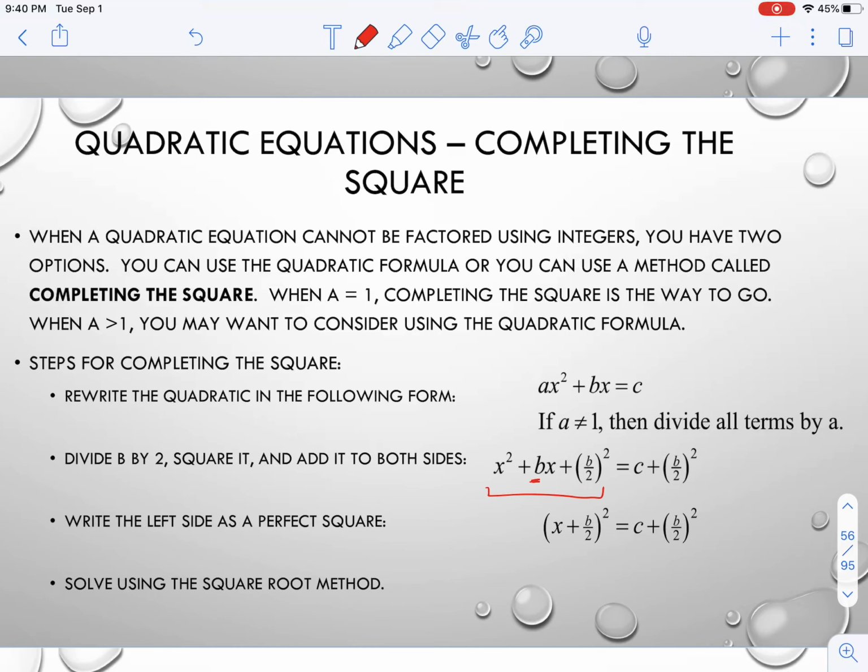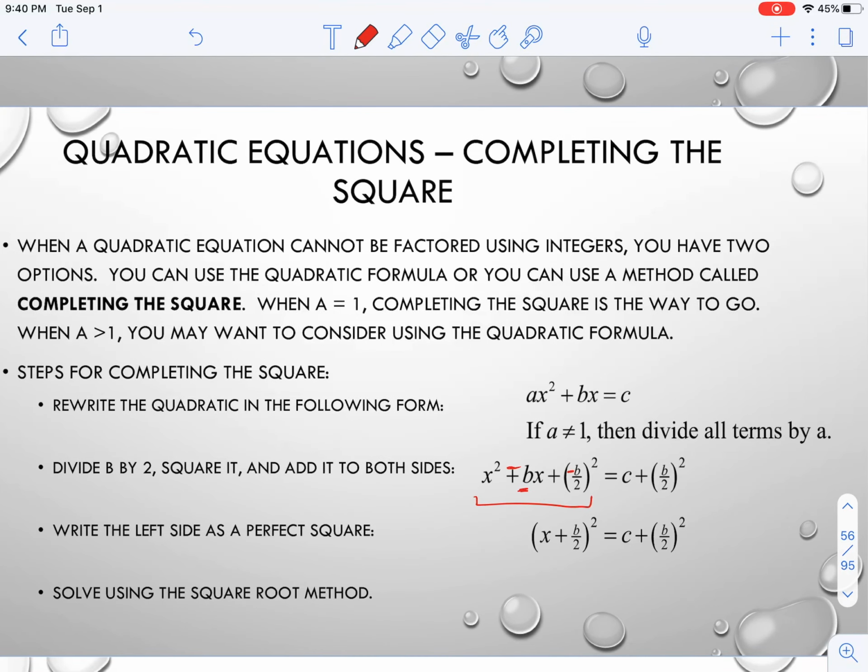I'll show you, and hopefully you'll see that when we do an example in a minute. I want to write that as a quantity squared. If b happened to be negative, if this were minus bx, you're going to have the opposite of b over 2 all squared, which gives x minus b over 2 quantity squared. So if that middle term was negative, your factor is going to be negative as well. Once you get to this point, you take a square root of both sides, and then you solve it.